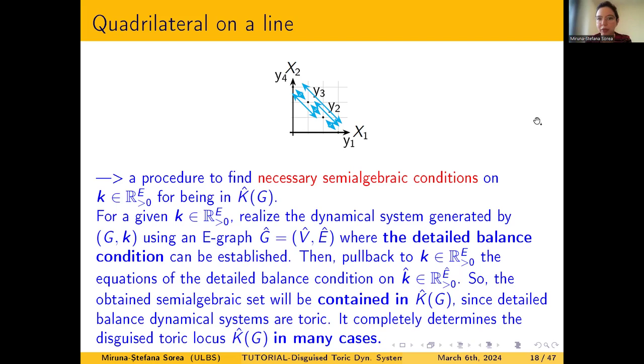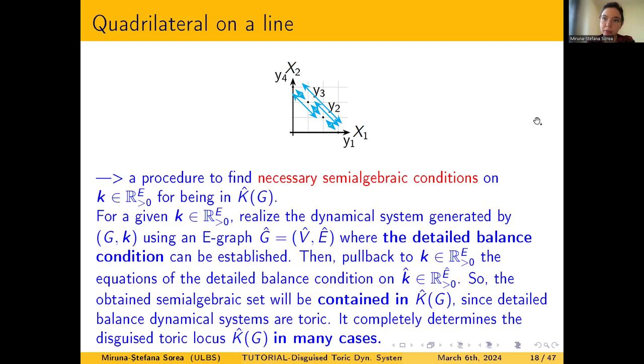So this is just a procedure. I will show you soon what precisely we do. Find a graph where you can impose a detailed balance condition and check it. Then this gives a parameterization of your new parameters k hats. Pull that back to your initial case and see what conditions you have. Maybe you don't discover the complete disguised toric locus doing this, but at least you find some part of it.